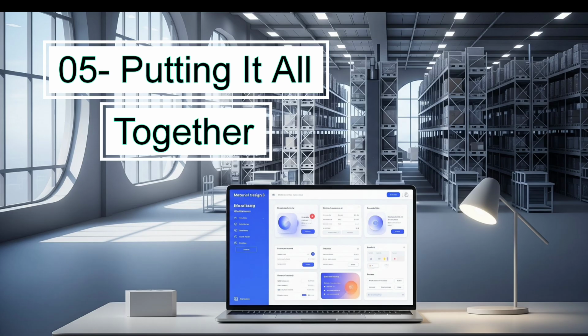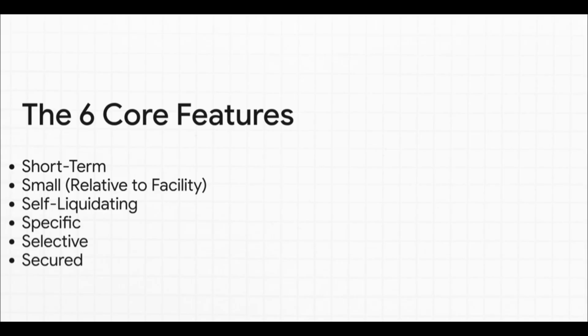Okay, so we've looked at all 6 features in their pairs. Now let's zoom out and put it all together. Let's see how these 6 pillars really work in action to support global trade. So let's do a quick recap. The 6 core features we've talked about are: it's short term, it's small, it's self-liquidating, specific, selective, and finally, secured. These are the building blocks.